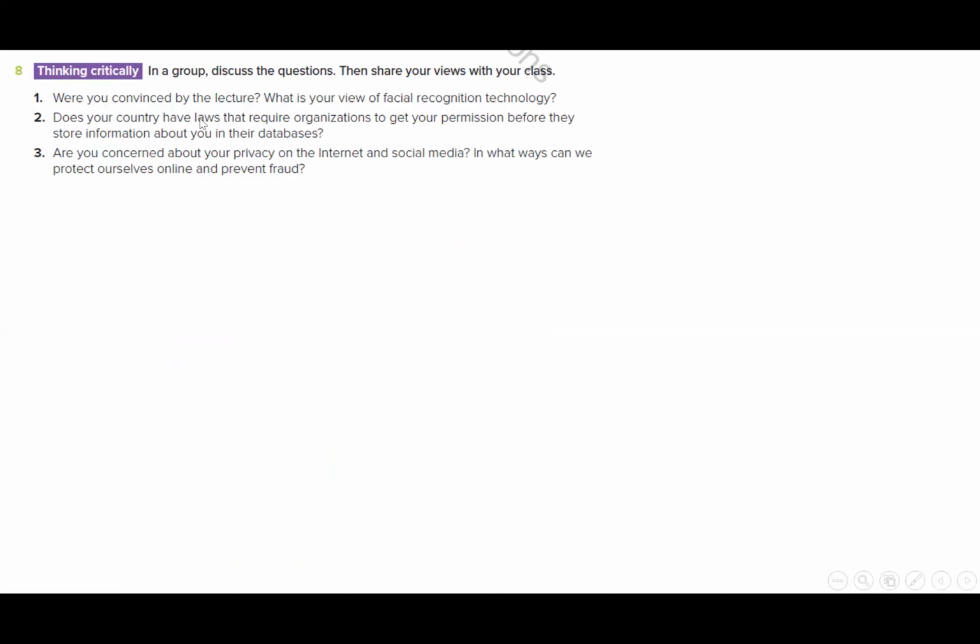that require organizations to get your permission before they store information about you in their databases? Are you concerned about your privacy on the internet and the social media? In what ways can we protect ourselves online and prevent fraud?